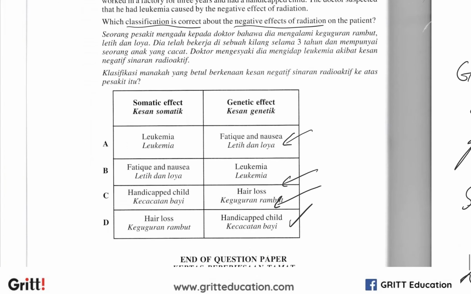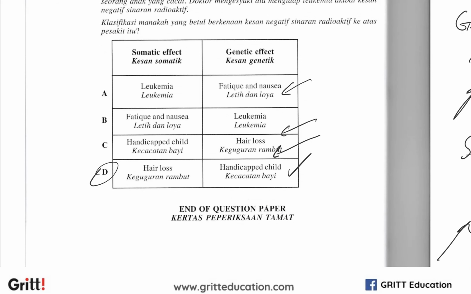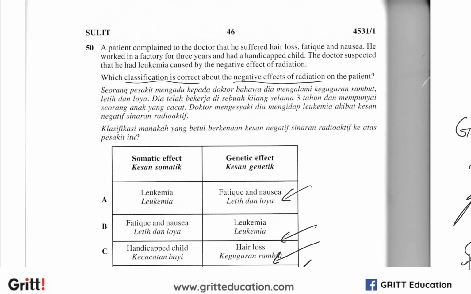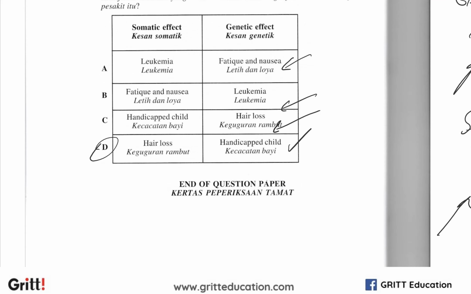So with that said, A, B, and C are incorrect, so the answer is D, whereby the hair loss effect occurs to, in this case, the patient. It occurs to the patient, while the genetic effect occurs to the child of the patient. So the answer would be D.